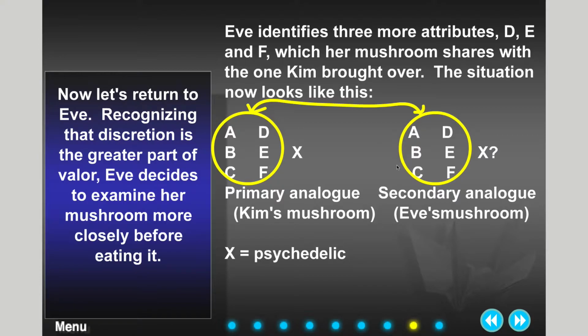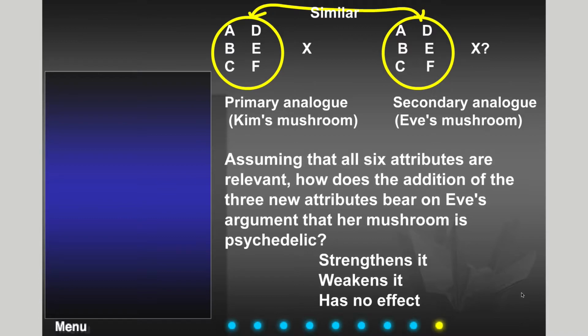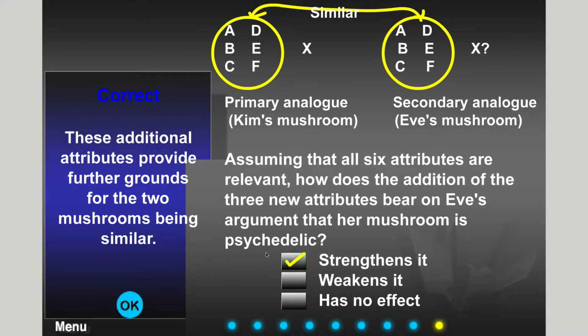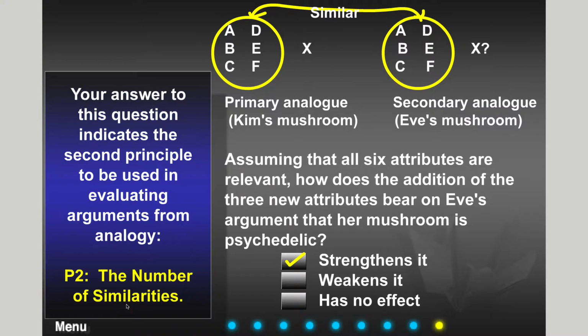Mine, Eve is saying, has these 6 attributes, so mine must be psychedelic. Or is it? That's the question. So assuming that all 6 attributes are relevant, how does the addition of the 3 new attributes bear on Eve's argument that her mushroom is psychedelic? Well, the more similarities we have, if they're relevant, as we've seen already in the book, strengthens it. The additional attributes provide further grounds for 2 mushrooms being similar.